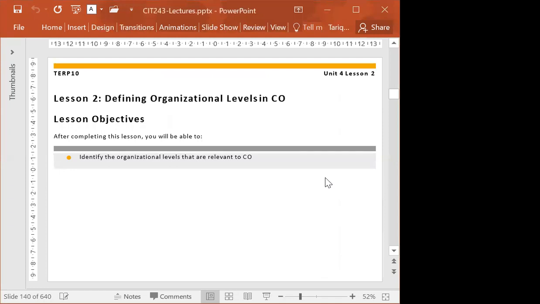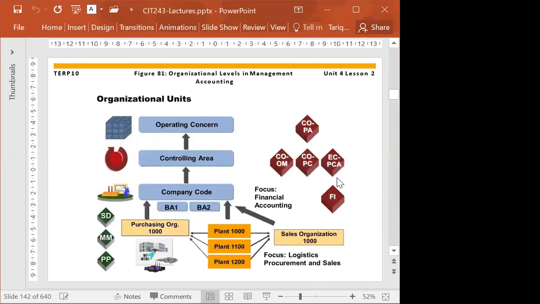So these were some of the functions of controlling. Now we'll talk about the organization level in controlling. In managerial accounting, the controlling area is the basic organizational unit. This is the first line of defense. You can say that if we want managerial accounting, we have to create the controlling area.